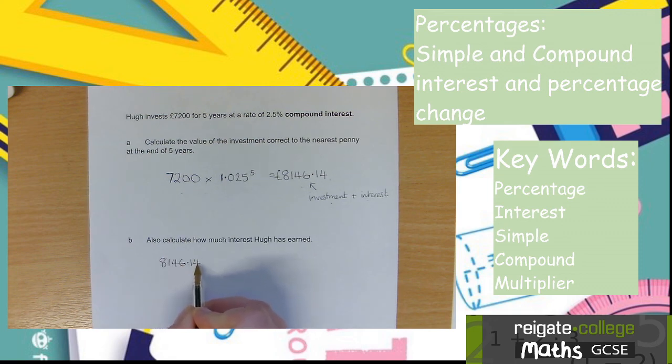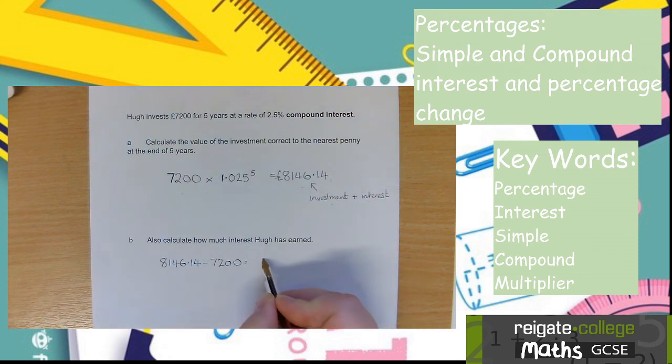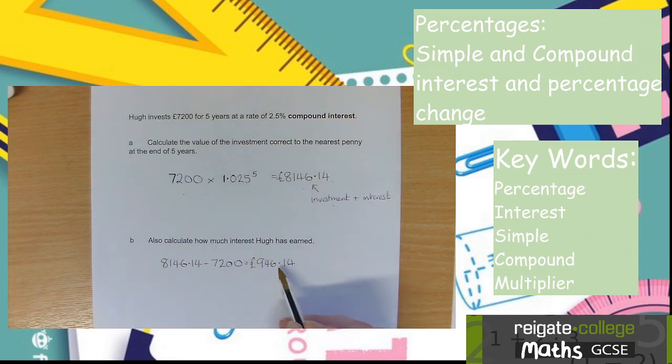If I subtract from that the initial investment, what will be left is the total interest. And in this instance, it's £946.14. So this figure here is now the interest only.